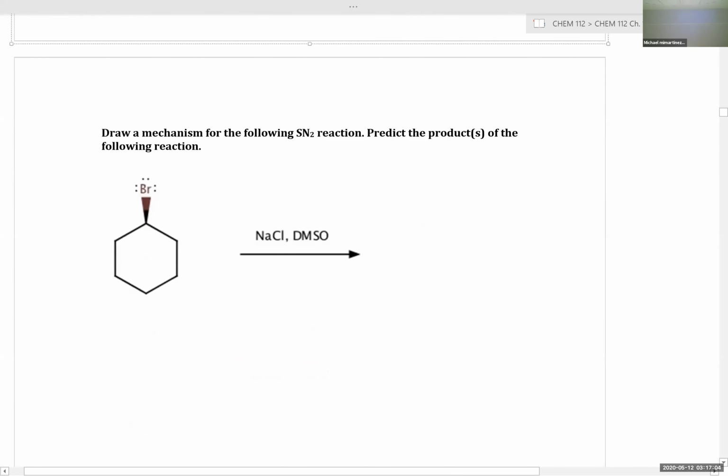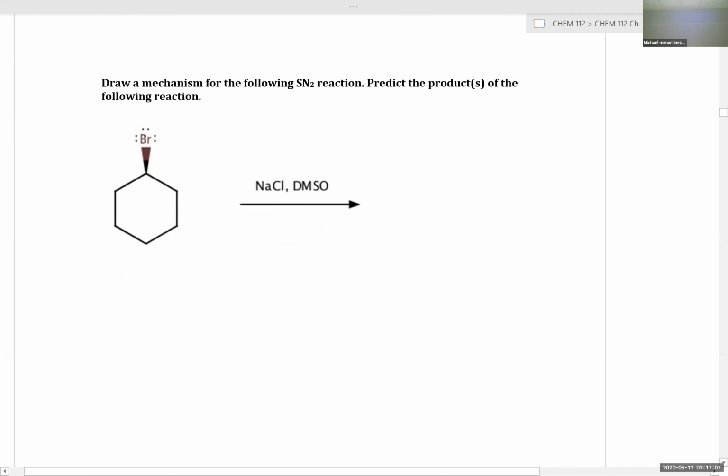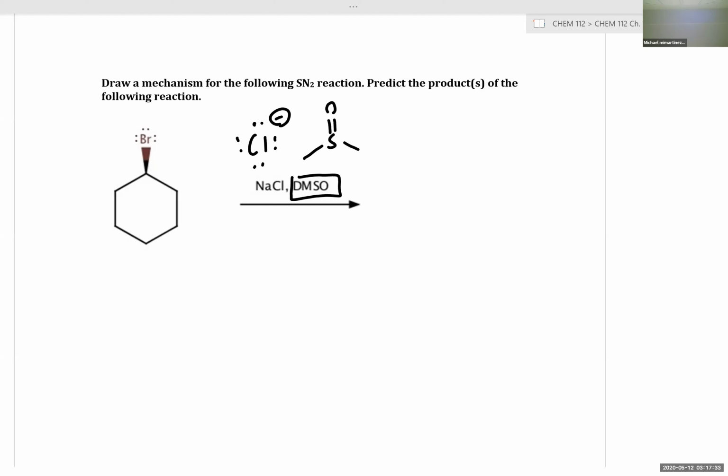Okay, so with that in mind, I'd like you to take a look at the following SN2 reaction. I'd like you to draw a mechanism for this reaction and predict the products. Just as a side note, DMSO looks like this. DMSO is not a nucleophile. Sodium chloride, we have chloride floating around. With that information in mind, I'd like you to take about 2 to 3 minutes to try to draw the products from this SN2 reaction, and I'd like you to be very clear about the stereochemistry of your products.